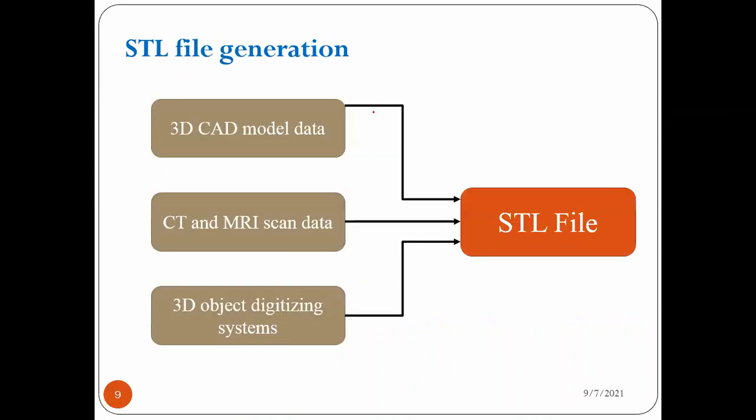Now, how do we develop the STL file? The STL file is important in the 3D printing process. We can develop the STL file using three techniques. First, using the 3D CAD modeling technique. Second, using CT or MRI scan data. And third, using 3D scanning technique data. In this session, I'm going to give a demo on how to develop an STL file using 3D CAD software, as well as using CT or MRI scan data.